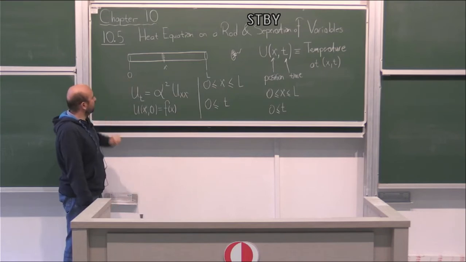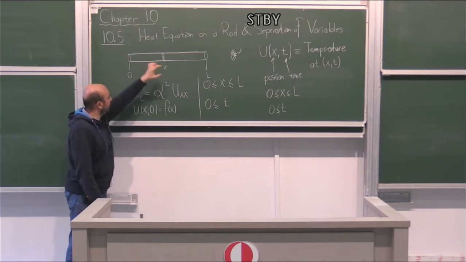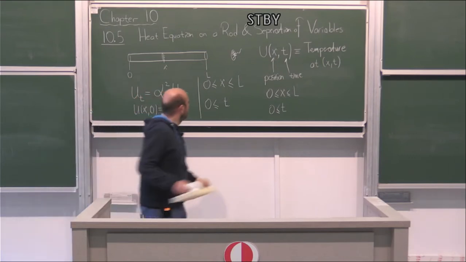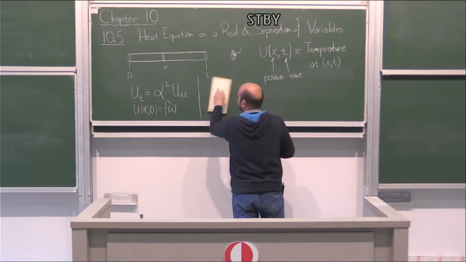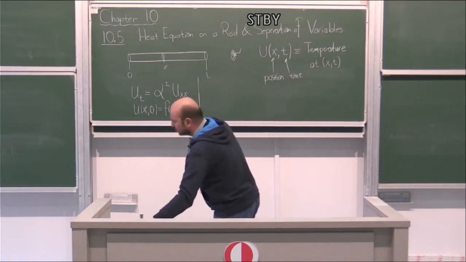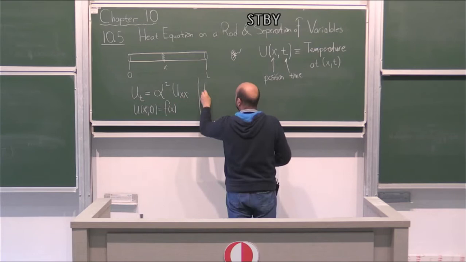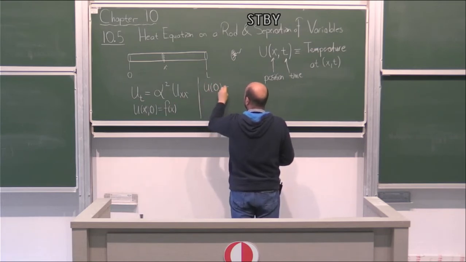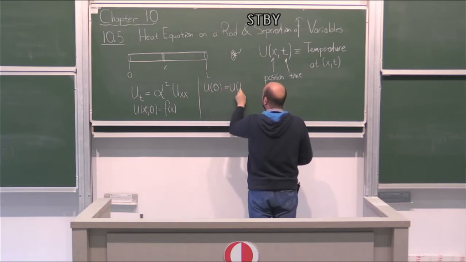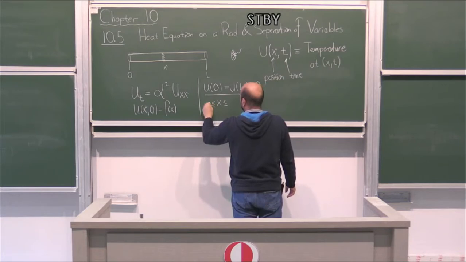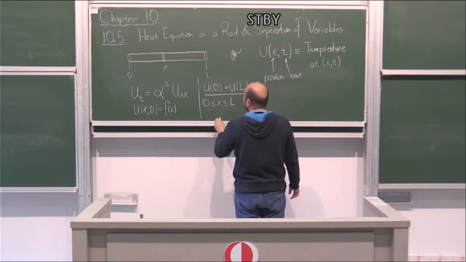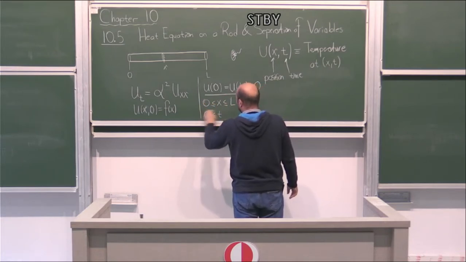And I will think of the problem in the following way. The temperature will be affected only from the ends. So I will think that for the ends, the temperature is always 0. So both ends have temperature 0. Okay, let me just rewrite. x changes between 0 and L, and time starts from 0.